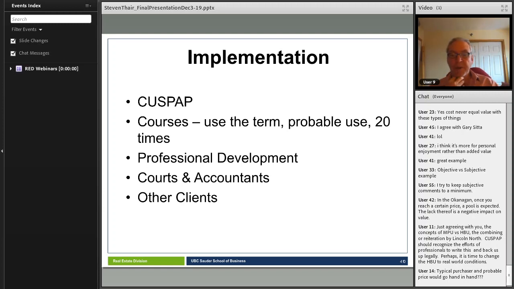Wade says, typical purchaser and probable price would go hand in hand? If you're saying by typical purchaser you mean the most probable purchaser, then yeah. Because the guy who's going to pay more than anybody else, that is the highest price, he's not the typical purchaser, is he? He's the atypical purchaser. He's the one in 20. So yes, I agree with you that the typical purchaser is the one who's offering the most probable price. I hope I got what you were after there, Wade. I'm not sure about that.